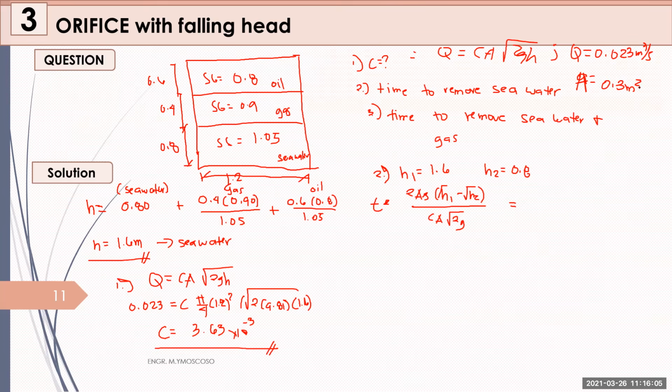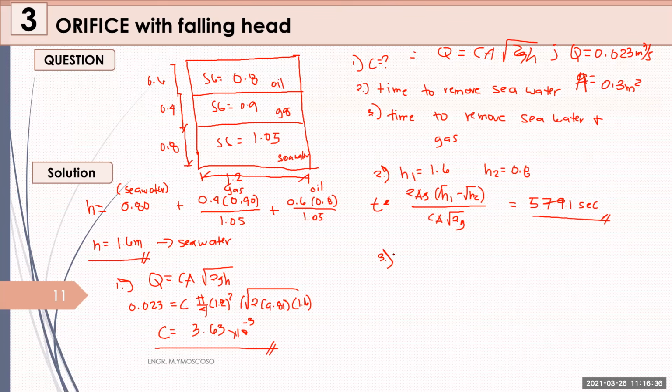Sige lang, at least yung principal yung ating nakukuha dito. Okay lang yung values natin. That would be 579.1 seconds. Okay. So, ibig sabihin, yung oras na matanggal yung seawater natin inside our tank will take 579.1 seconds. So, for number 3, yung time na ma-remove naman yung seawater at yung gas natin.